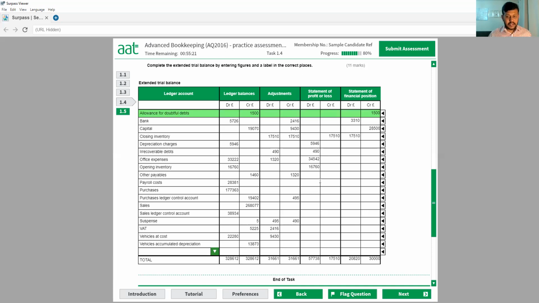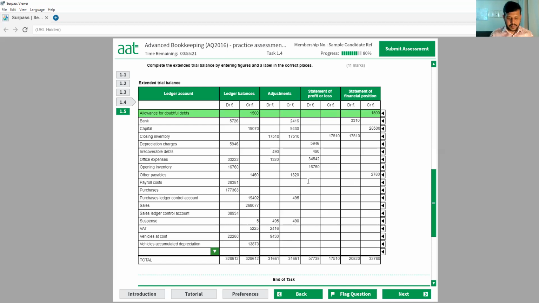Okay. Then we have other payable. Payable is a liability, remember that. So we have a credit and credit, 1460 plus 1320. 1460 is the credit and 1320 also credit. It will go to the financial statement on the credit side. 2780 is a liability, a payable. It could be trade payable, it could be other payable. Payable is always a liability, belongs to SOFP as a credit.